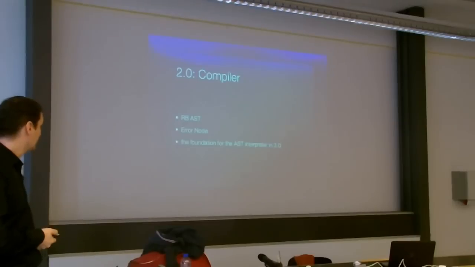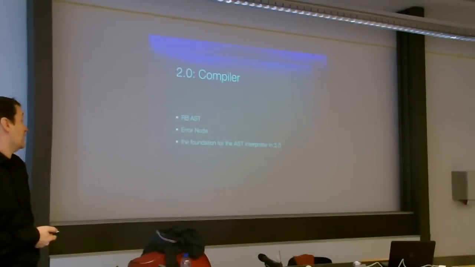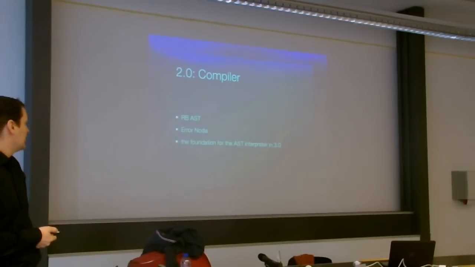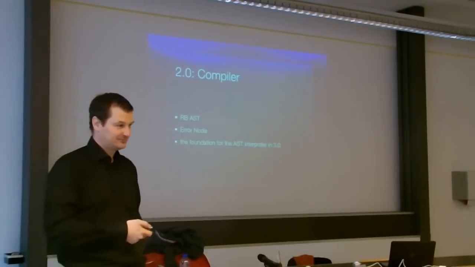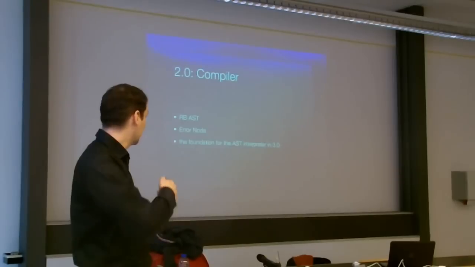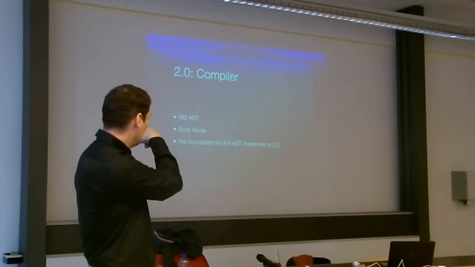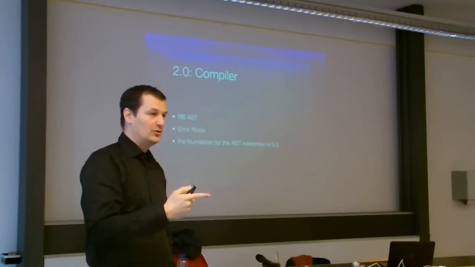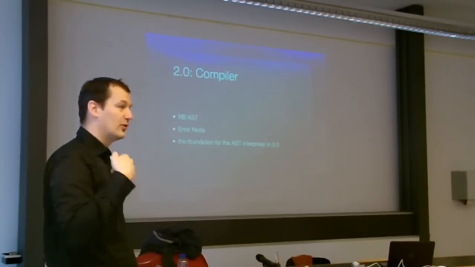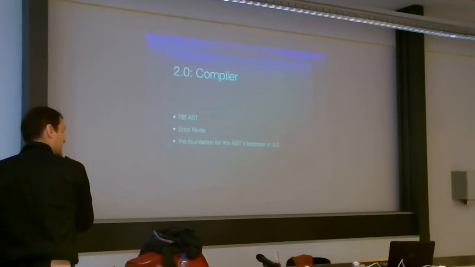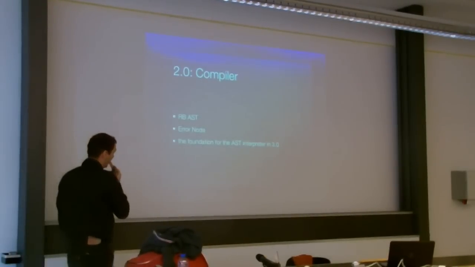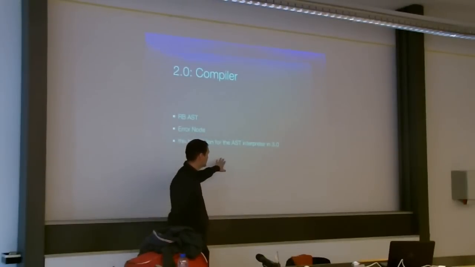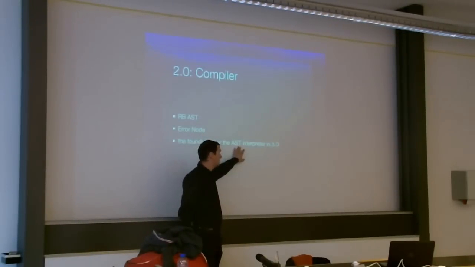The compiler, so now the compiler works on the RB abstract syntax tree, we have an error node, and the error node is quite cool because it supports all kinds of scenarios. I don't want to go into detail. What is important is that in Trio we will kill the old compiler, we use a new one, which is running already, we can recompile everything, and also it will be the foundation for what we call an IST interpreter.